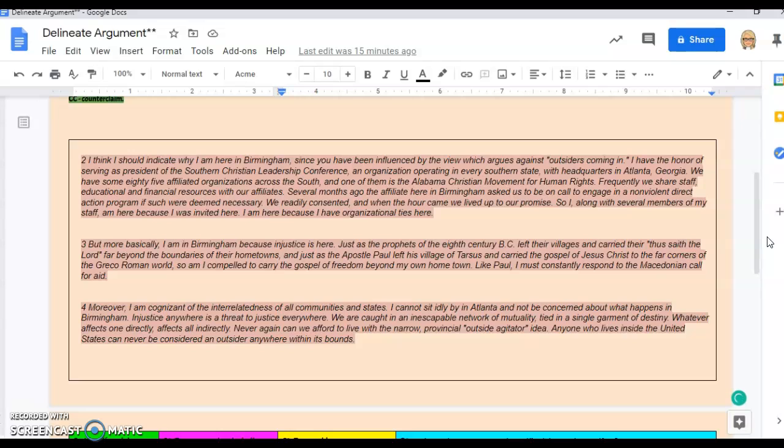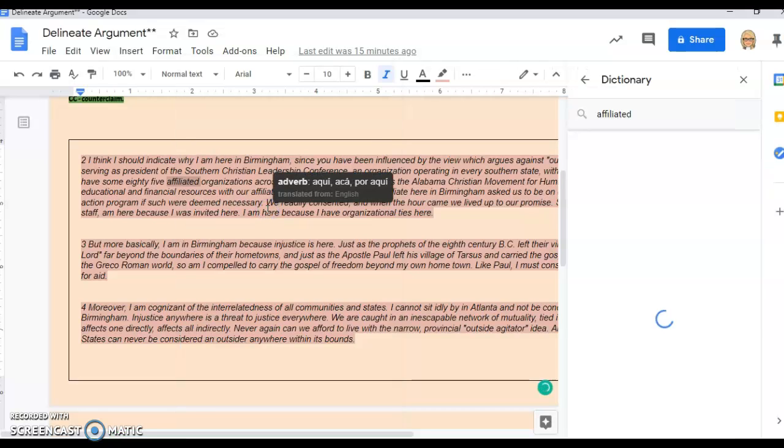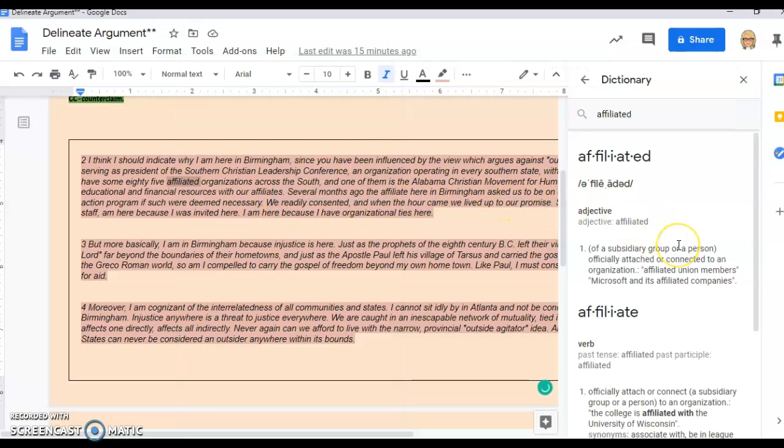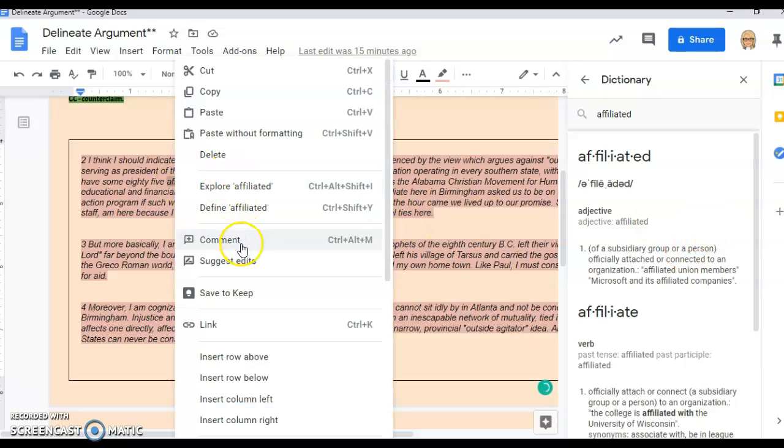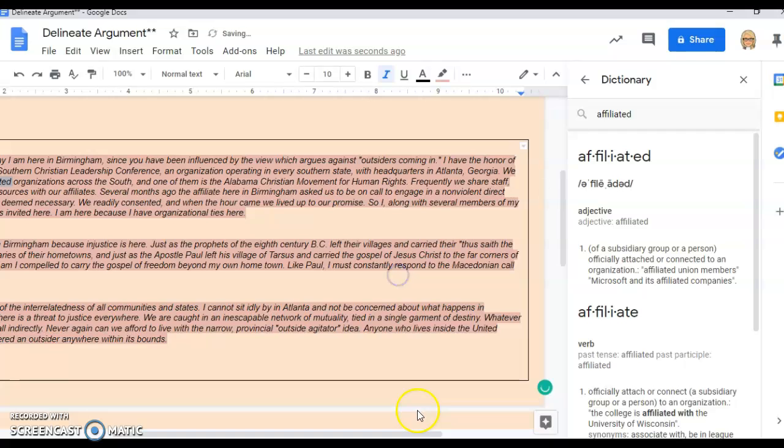We have some 85 affiliated..." I'm not sure what that means. Let's go ahead and make a comment. And actually, look, we can define it as well. So affiliate is officially attached or connected to an organization. So that must mean that they work with them. Let's go ahead and make a comment. Works with them. All right, now I can come back to that later if I need to.